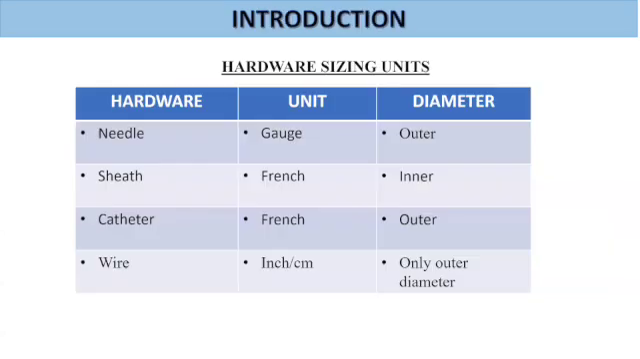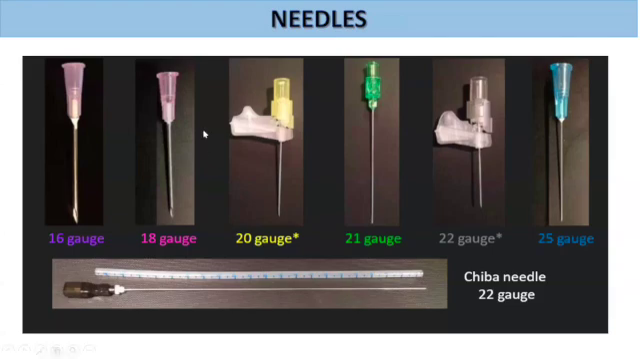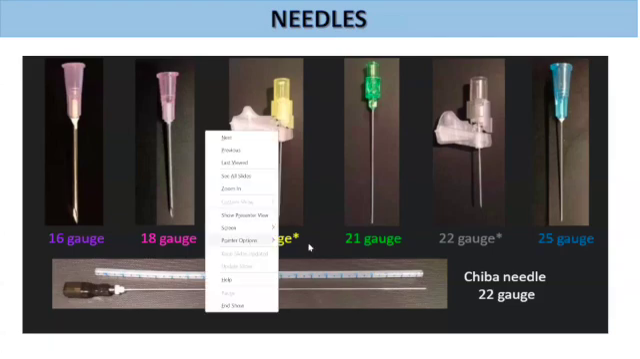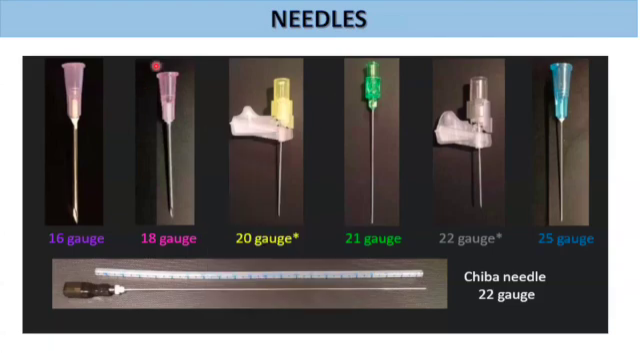Now I'll come to the needles. So these are the needles. I hope my pointer is visible. Most commonly used are the 18 gauge needles and the 21 gauge needles. The 18 gauge needle comes with a hemodialysis access set, and is also known as the single puncture needle or the introducer needle. The 21 gauge needle comes with a set known as the micro puncture set, and it is also known as the micro puncture needle.